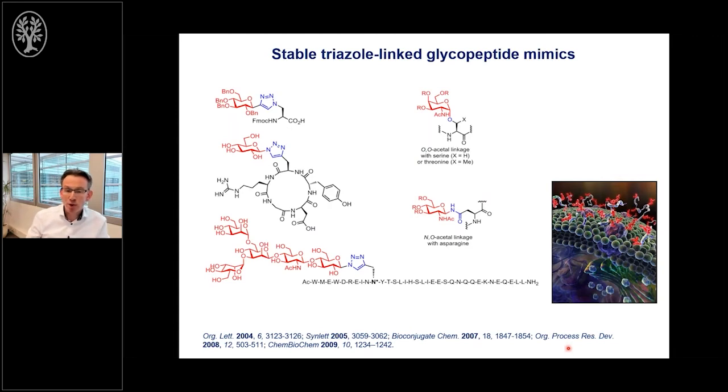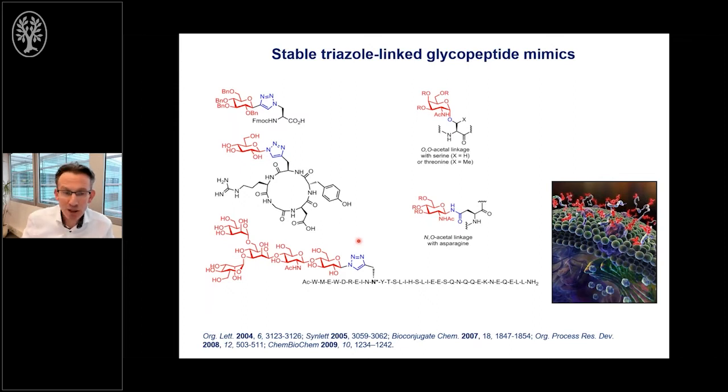And in our own group, we were also inspired by this reaction. At that time, we were working on glycoprotein synthesis, molecules that are anchored in the cell membrane with the protein part and have then the sugar part exposed to the exterior of the cell, which is then involved in all kinds of recognition events. And so we have made quite some stable glycoprotein analogs in which we have replaced the natural N-acetal or O-acetal linkage by the triazole moiety.